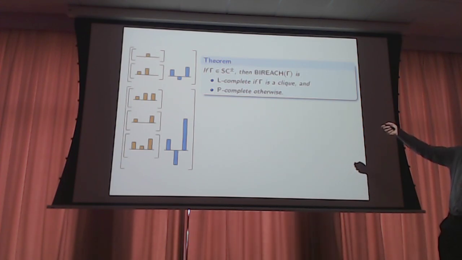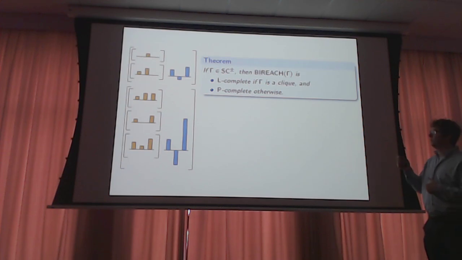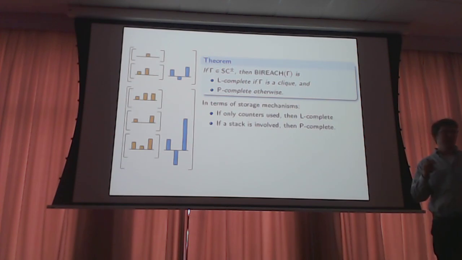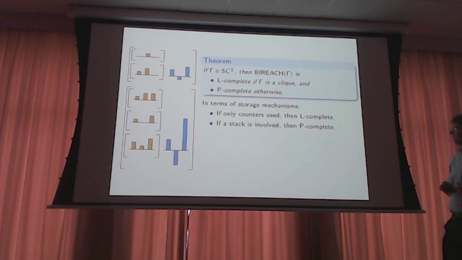I forgot to mention, this is in LICS 22, the first paper we had on this, together with Moses Ganardi and Rupak Majumdar. So if you reinterpret this graph description in terms of storage mechanisms, if you only have counters, so a bunch of N counters and a bunch of Z counters, then you're L complete. But if you have some stack, then you're P complete. All right.